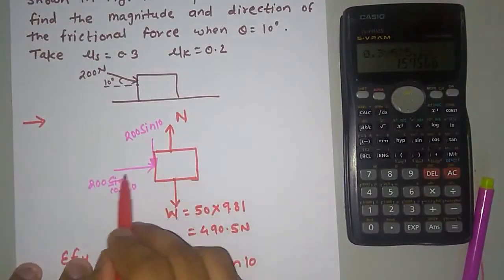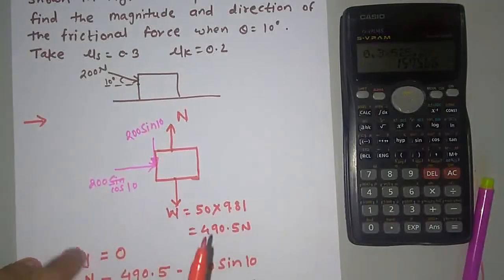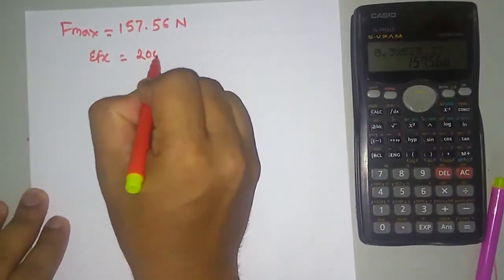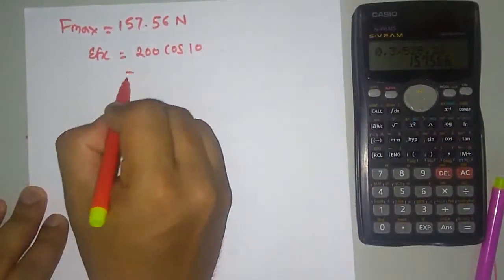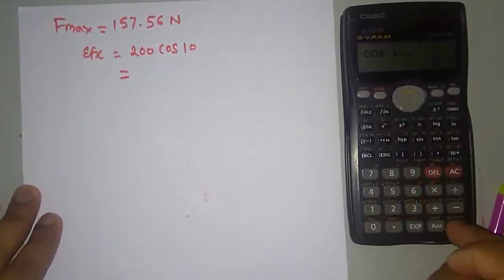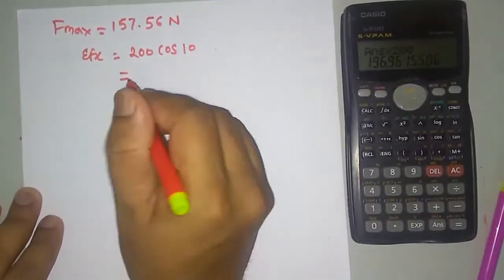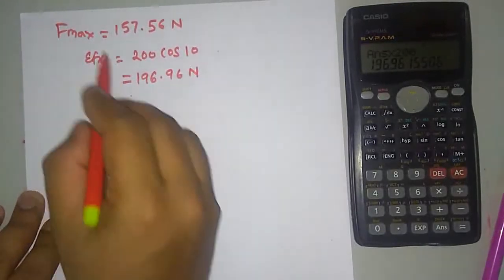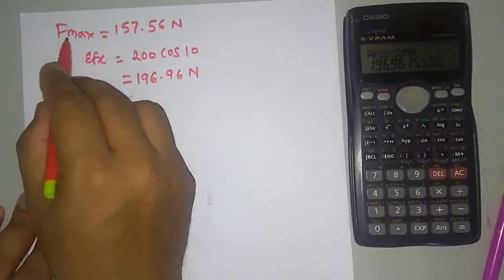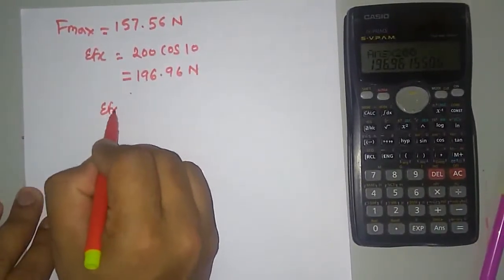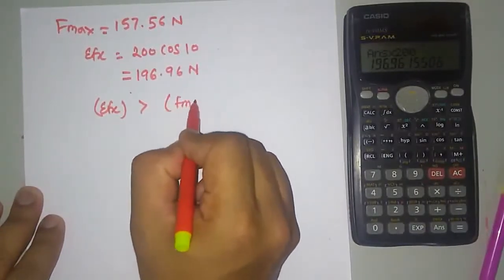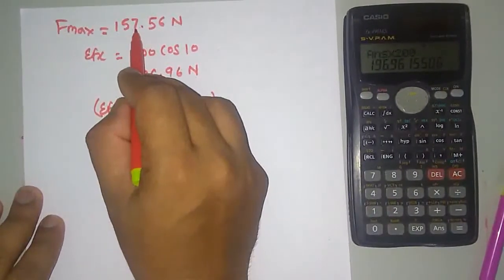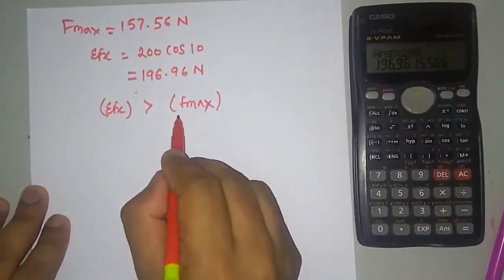But as per the given condition in the problem, what is the force trying to cause motion? Summation Fx is 200 cos 10. By solving this, cos 10 into 200, it is 196.96 Newton. If we compare the F max value and summation of Fx, the summation of Fx is greater than the F max value: 196.96 is greater than 157. Means it is exceeding the limit of F max.